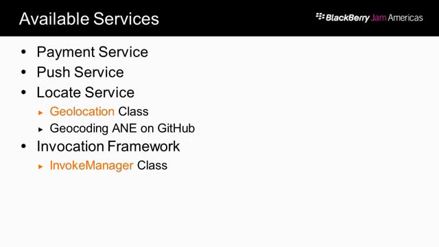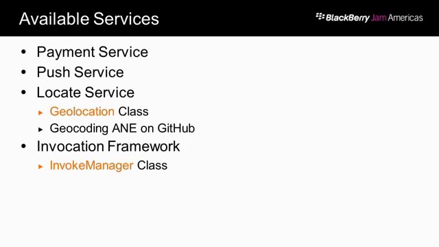So the available services that we have, here's a listing of them. We've got payment service APIs, push service APIs, locate service. There are a few different classes that qualify for this. The geolocation class, which is just a standard AIR class, gets you your current position and your lat long. And then I created a geocoding ANE, which is up on GitHub. This allows you to do reverse geocoding. You can enter in an address, and it will return the lat long and a bunch of other information. Or you can enter in a lat long, and it will return the address that's closest to that as well.